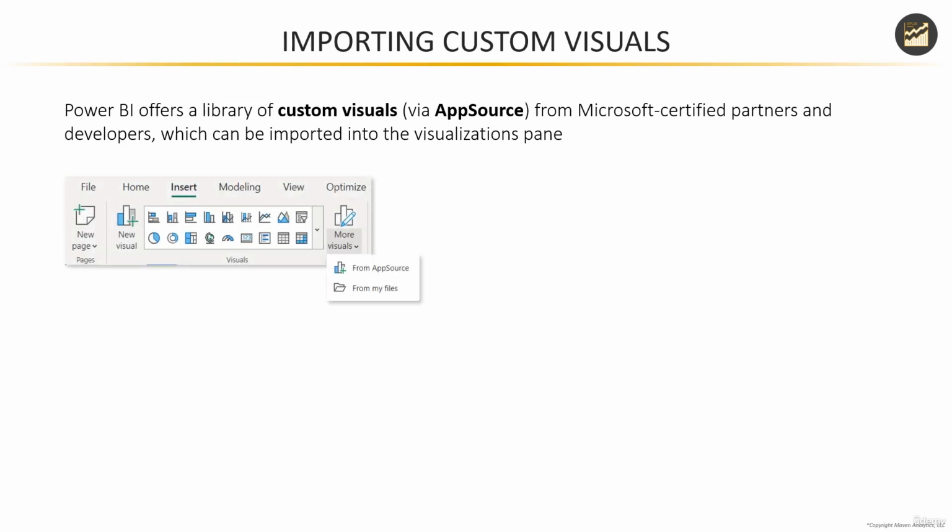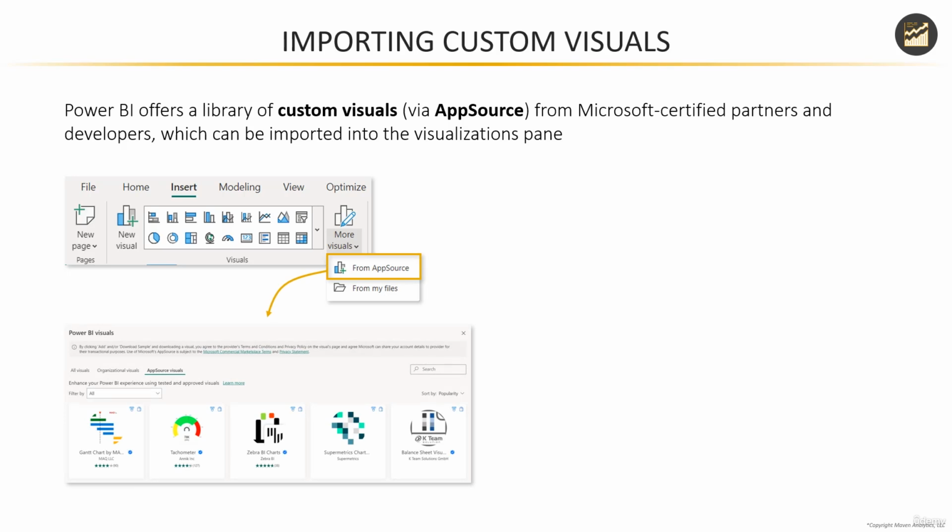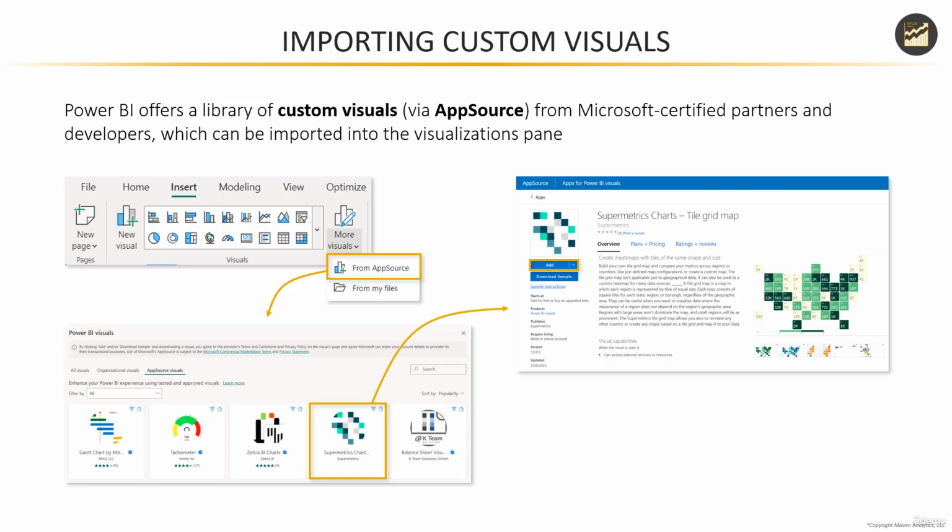So here's how it works. In the Insert menu, you'll see an option to drill into More Visuals. From there, you can select From App Source. That will show you a list of Microsoft-approved App Source visuals. And from there, you can select one that you're interested in and click Add to import it into your own Power BI Desktop visualization pane.